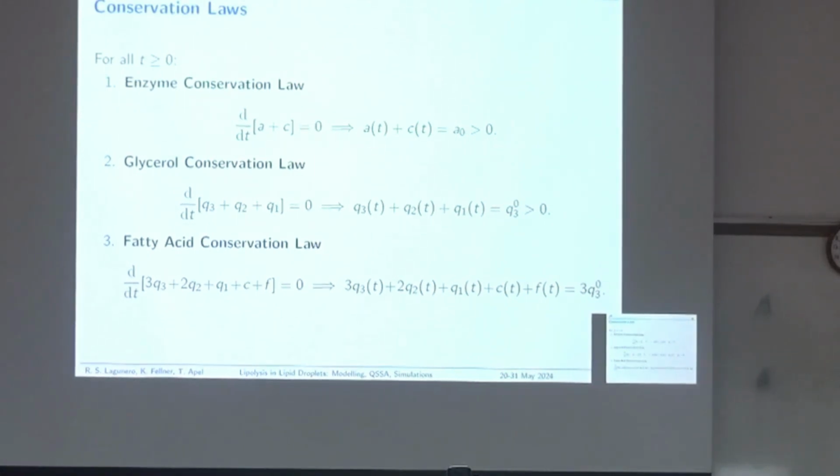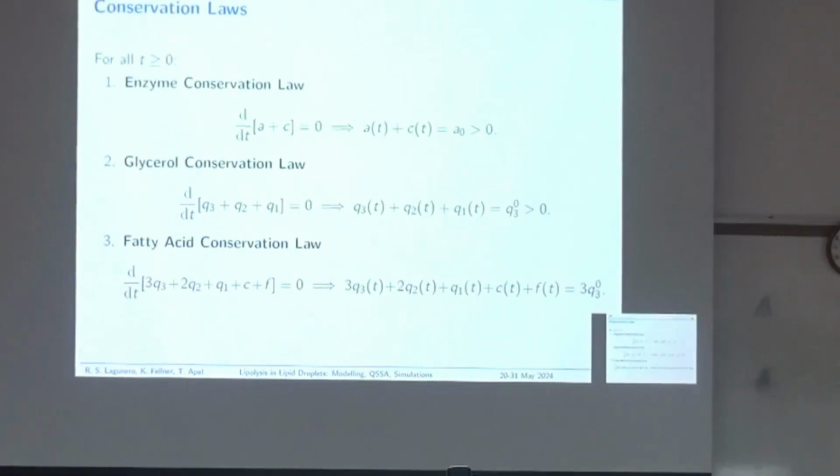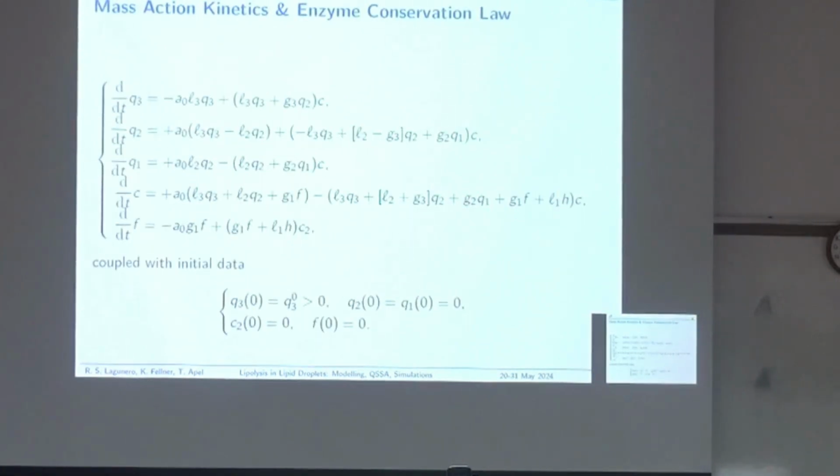You don't even need to assume, because you can easily see that by just adding this ODE for A and this ODE for C. And you will see that the evolution of A plus C is 0. That means that concentrations of the ATGL and the complex is always constant for all time. And the same is true for the glycerol, which lives in the substrates DG, DG, and MG. So I have 3 conservation laws, and I was asking Professor Annabelle yesterday also about the Michaelis-Menten.